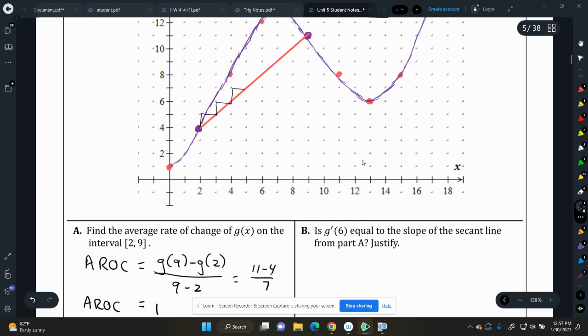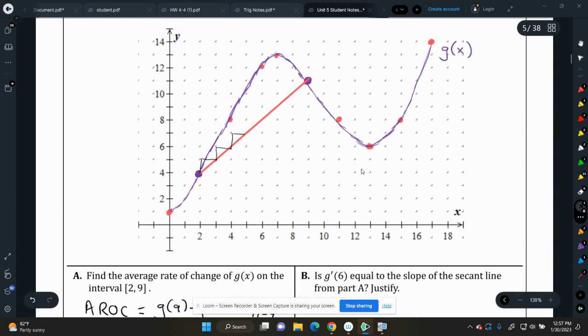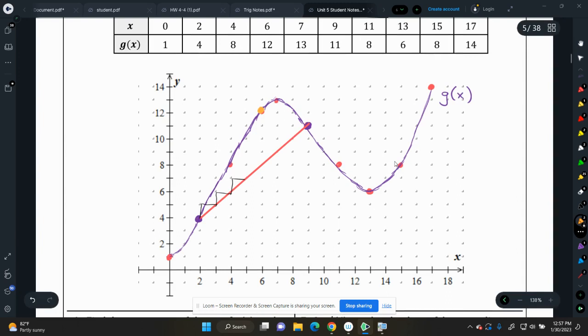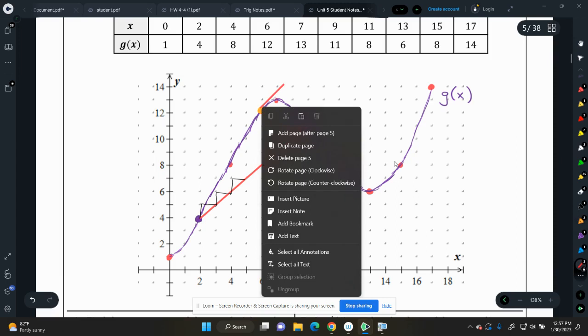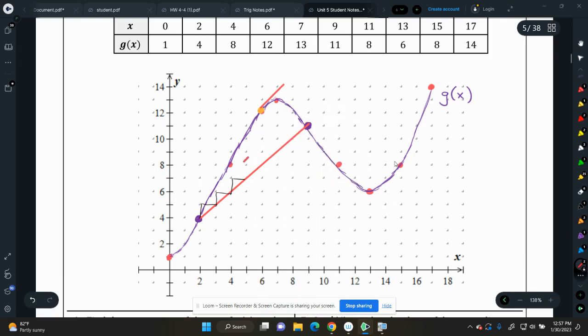Is g prime of 6 equal to the slope of the secant line from part A? Okay, g prime of 6. So here's 6. So we're looking right here. G prime of 6. So that means we need to be looking at the slope of that tangent line. That's pretty rough, actually, but let's see what we can do there. That's kind of a rough one to work with, isn't it?